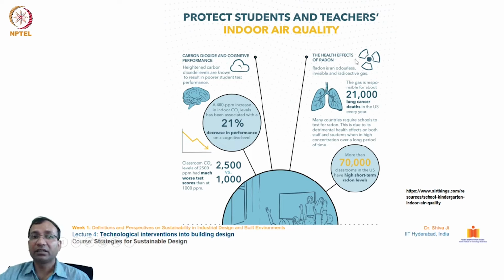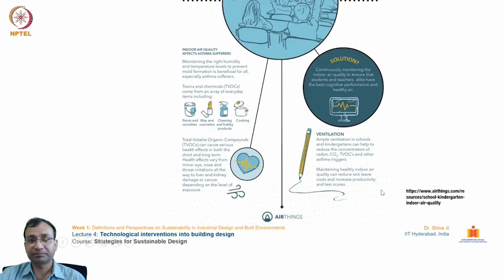And there are other health effects of materials like radon, for example. Radon is an odorless, invisible, and radioactive gas. The gas is responsible for about 21,000 lung cancer deaths in the US alone every year. Many countries require schools to test for radon. This is due to its detrimental health effects on both staff and students when in high concentration over a long period of time. So this is one of the elements which we must take care of for any high concentration place where a number of people are participating. More than 70,000 classrooms in the US have high short-term radon levels.